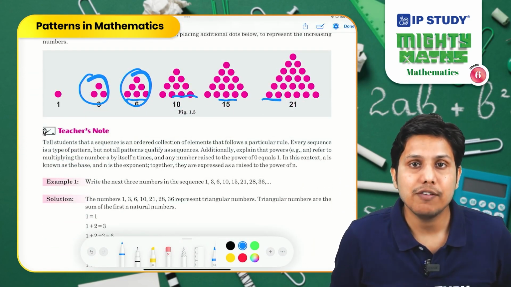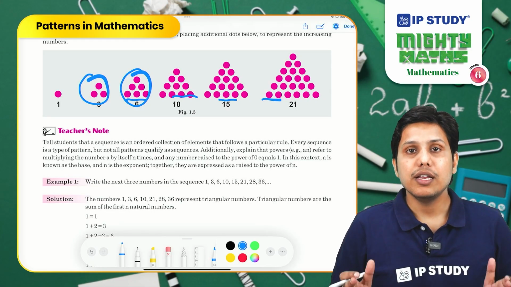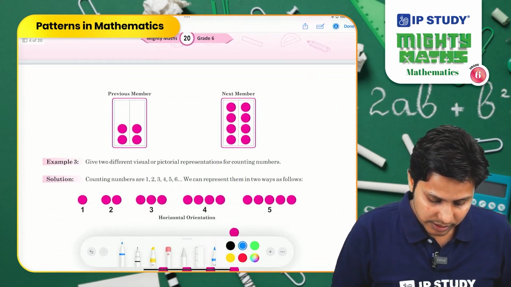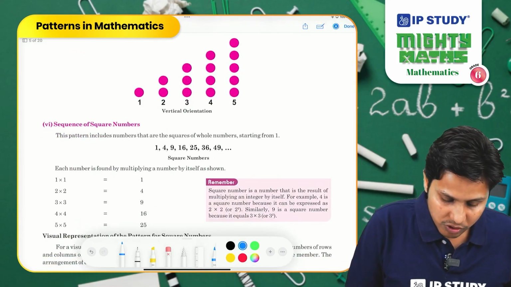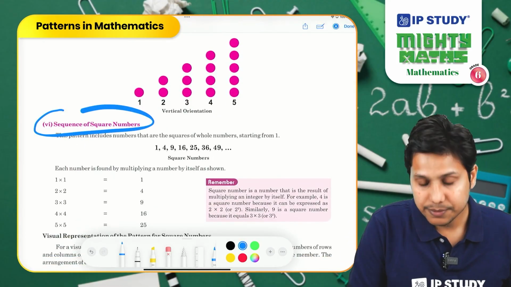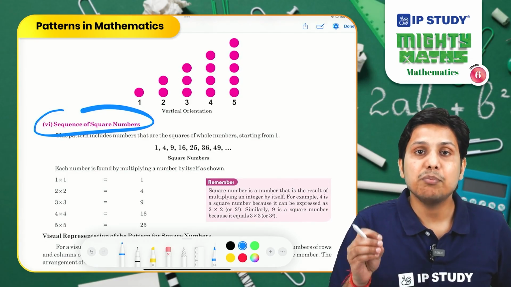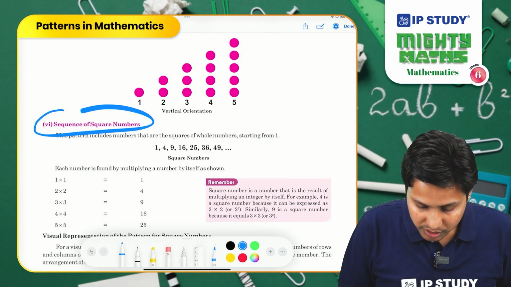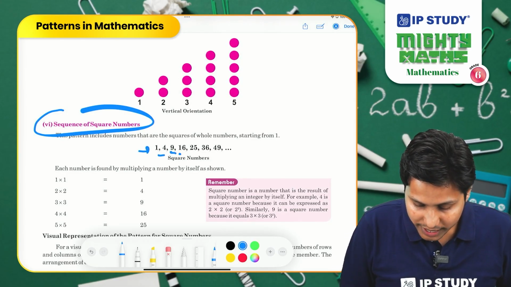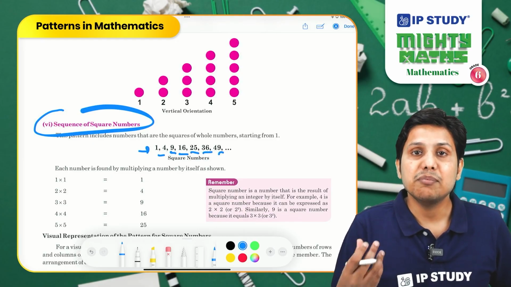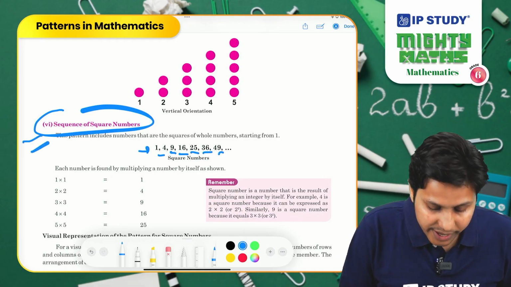Now students, we have already covered various number patterns. Now moving to the next number pattern, that is the sequence of square numbers. How can we find the square numbers and what numbers are part of this? Numbers like 1, 4, 9, 16, 25, 36, 49, etc. are the members of the square number sequence.